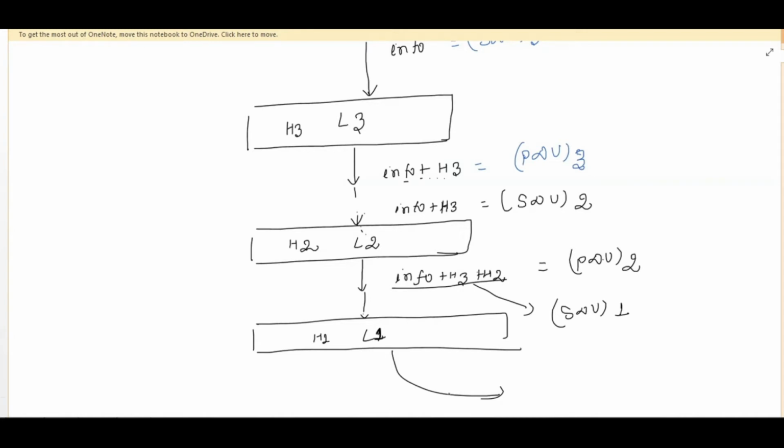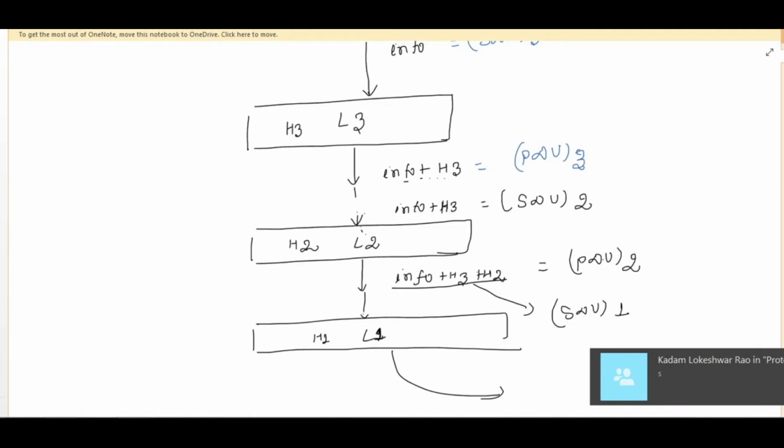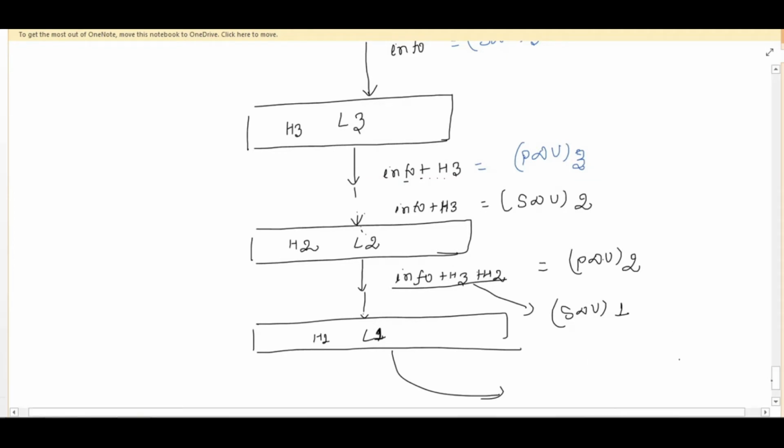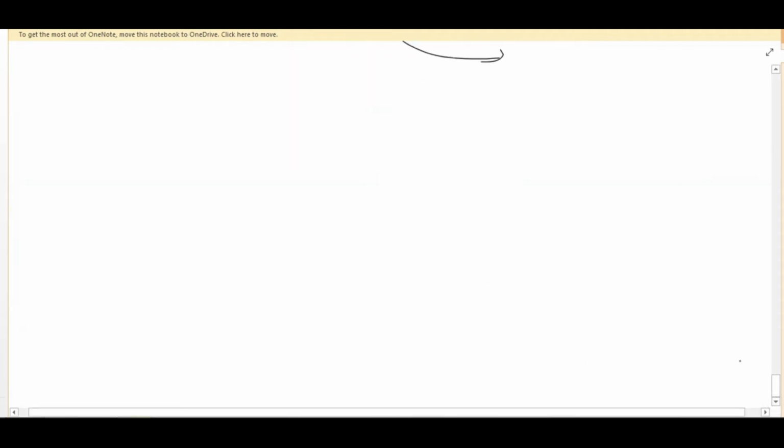So is the meaning of SDU and PDU clear? Yes, sir. Now next we have to see here.